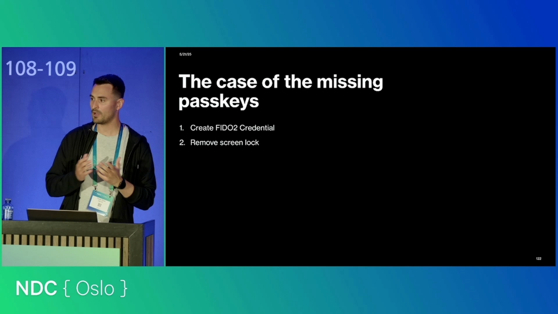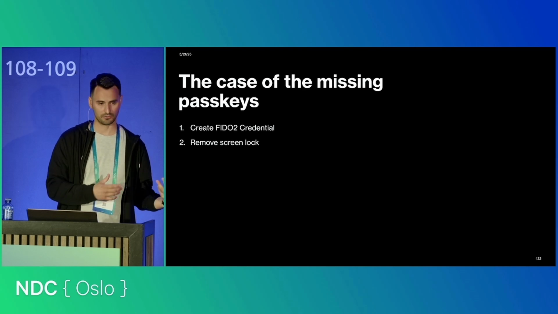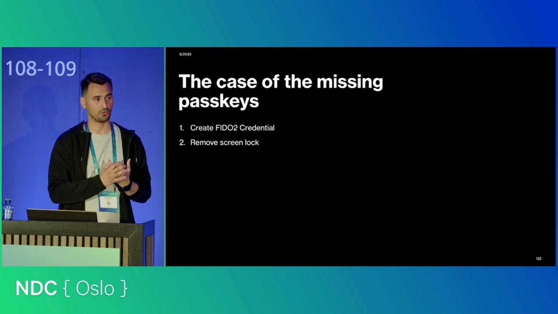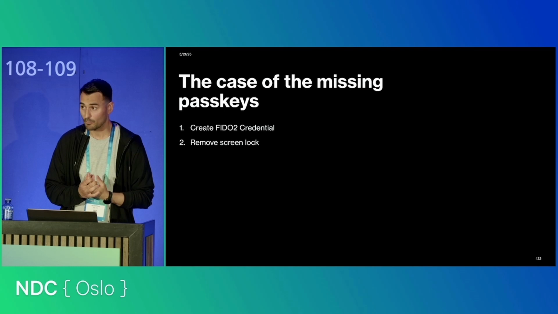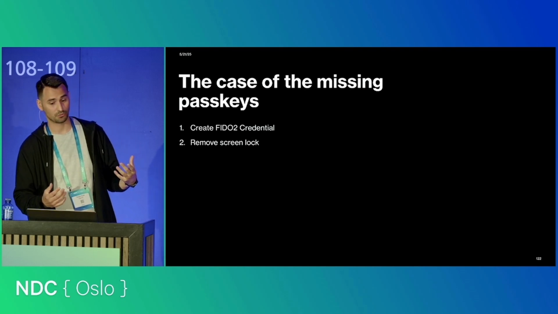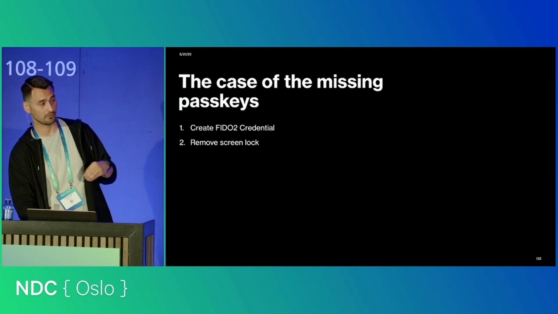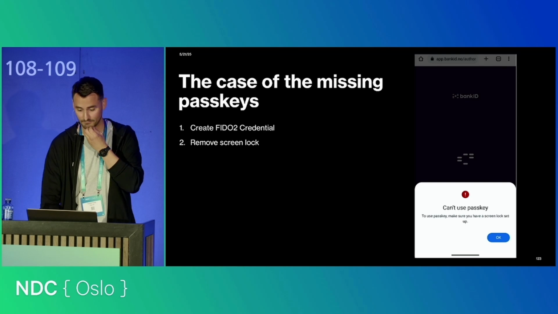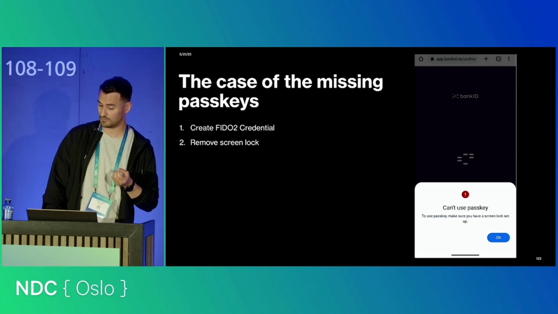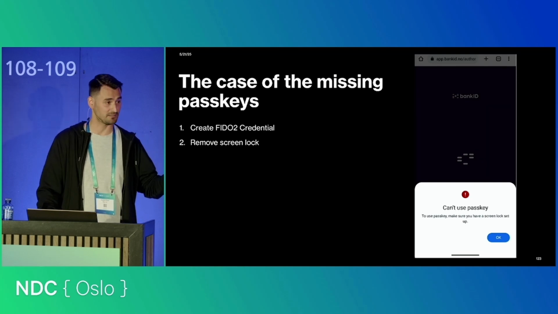And since there is now no mechanism to protect the FIDO2 credential, the authenticator destroys the key. Now, if you were to try to use the destroyed key, this should result in an error like so. "Can't use passkey. To use passkey, make sure you have a screen lock set up." And it does. Makes sense.